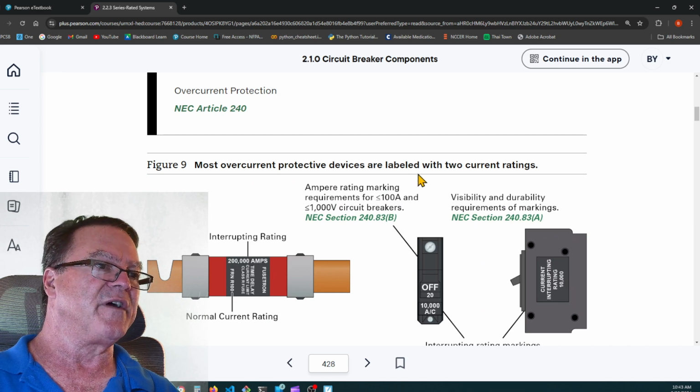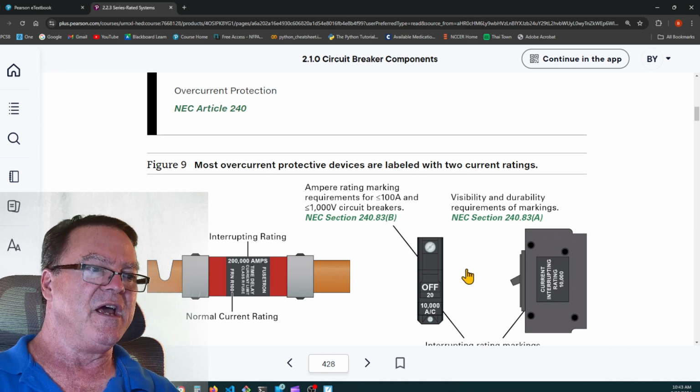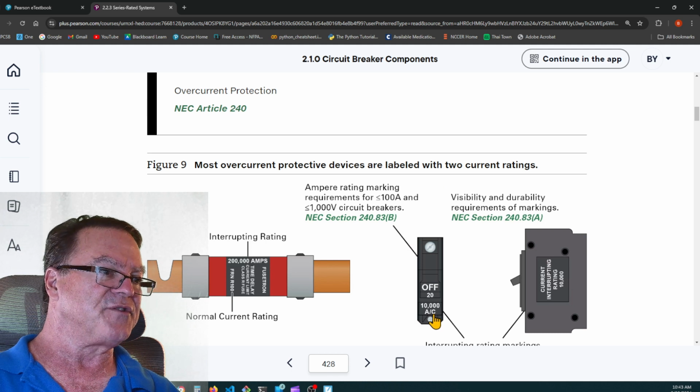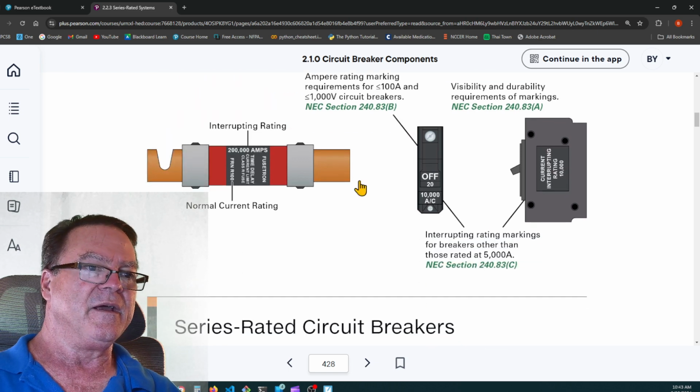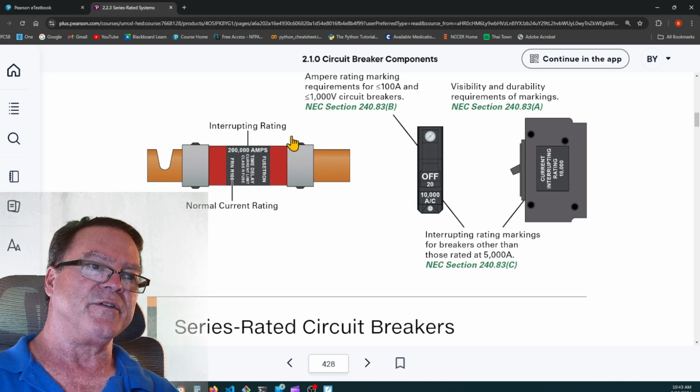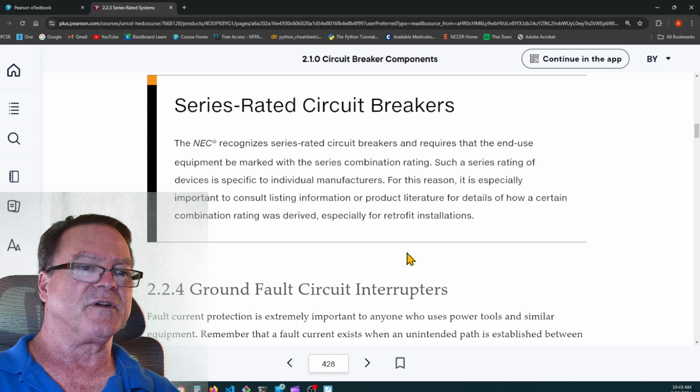Most overcurrent protective devices are labeled with two current ratings. So again, if your circuit breakers are not listed, they're 5,000 amps of interrupting rating, and fuses start at 10,000 amps of interrupting rating. This one says it has 200,000 amps. Series rated circuit breakers. Let's see what they tell us here.